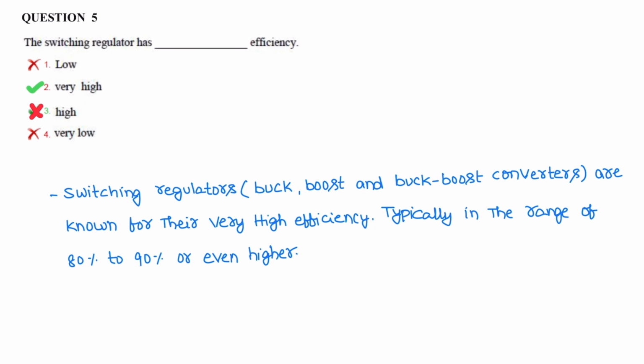Next question, switching regulator has dash efficiency. The efficiency of switching regulators is very high. The switching regulators like buck, boost, buck-boost converters are known for their very high efficiency, typically in the range of 80 to 90% or even higher. Correct answer is option 2, very high efficiency.